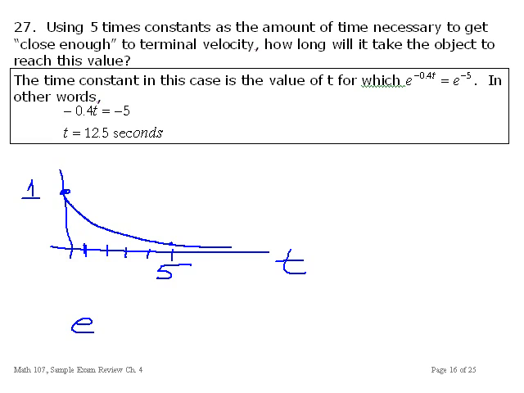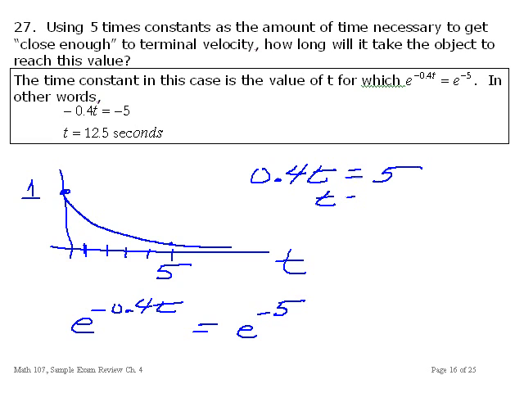Okay, so a time constant would mean that e to the minus 0.4t is the value of t at which this is e to the minus 5. That would be 5 time constants later, because all you'd have up here was 5 left over. So we set 0.4t to equal 5 and find out what t is. T is about 12.5 seconds.